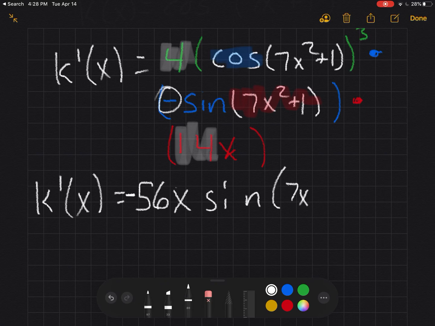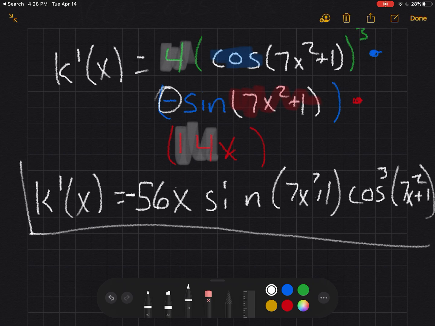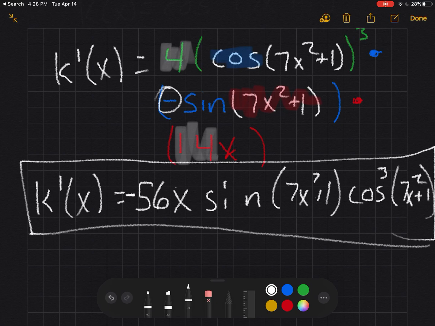So then this derivative, k prime of x, is equal to negative 56, the negative coming from this side, negative 56x times the sine of 7x squared plus 1 times cosine cubed of 7x squared plus 1. And that's it. Not too shabby.